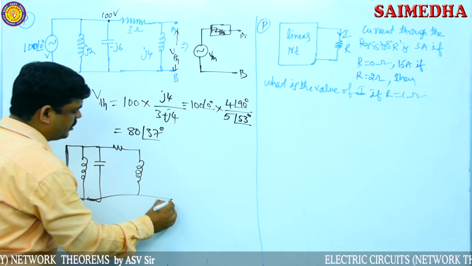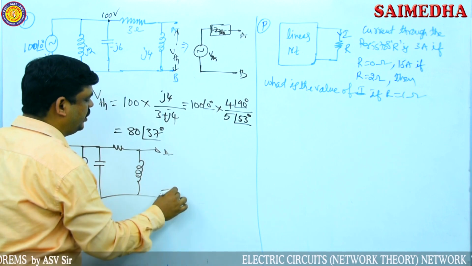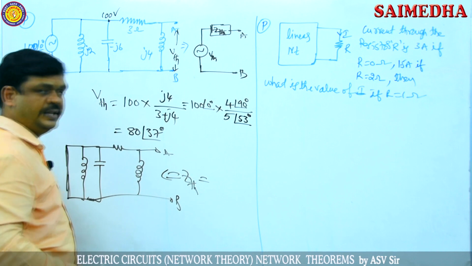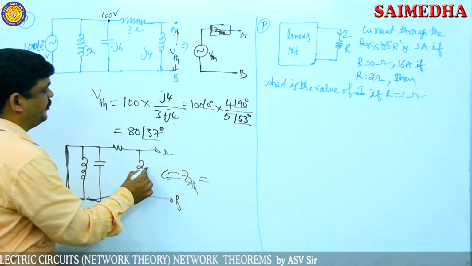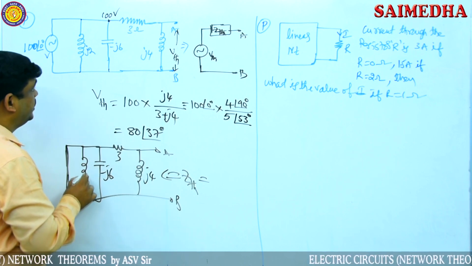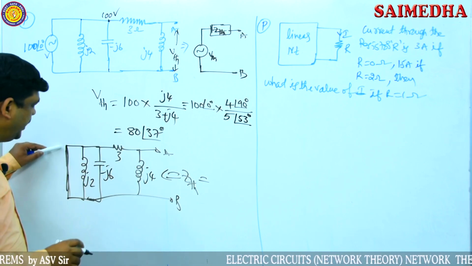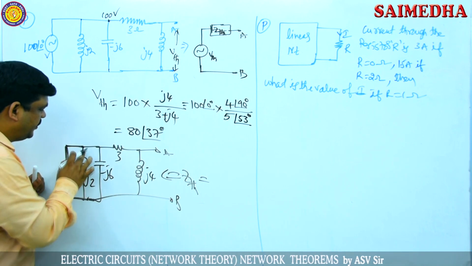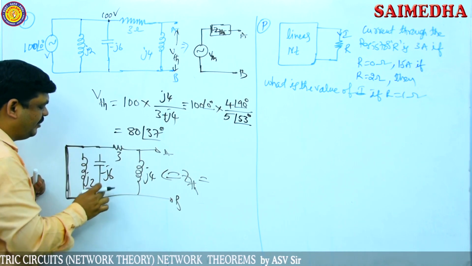This is the complete circuit now. So now we have to find out the impedance between these two terminals, that is Z Thevenin. The values are j4 and 3, and here minus j6 and here j2. Now the voltage source is short circuited. If these two points are short circuited, these impedances are eliminated here.